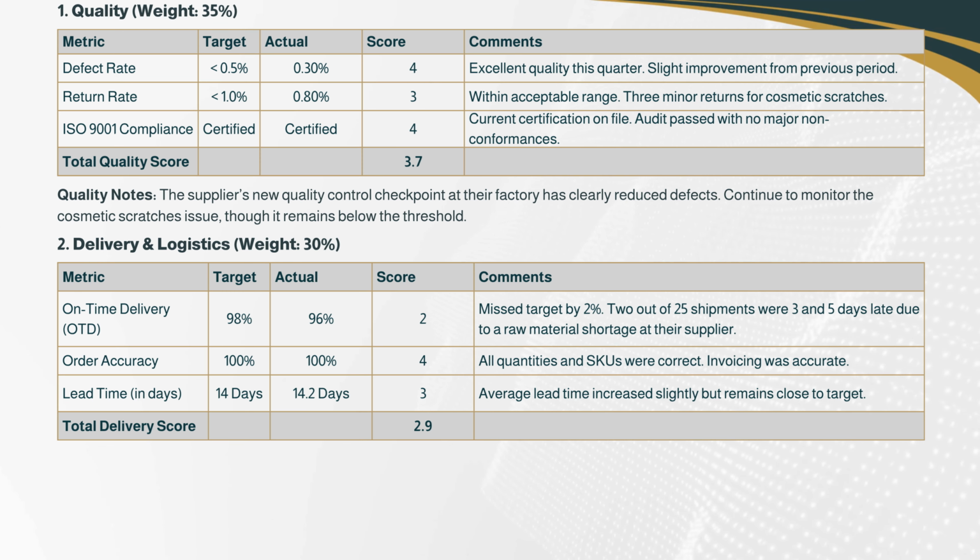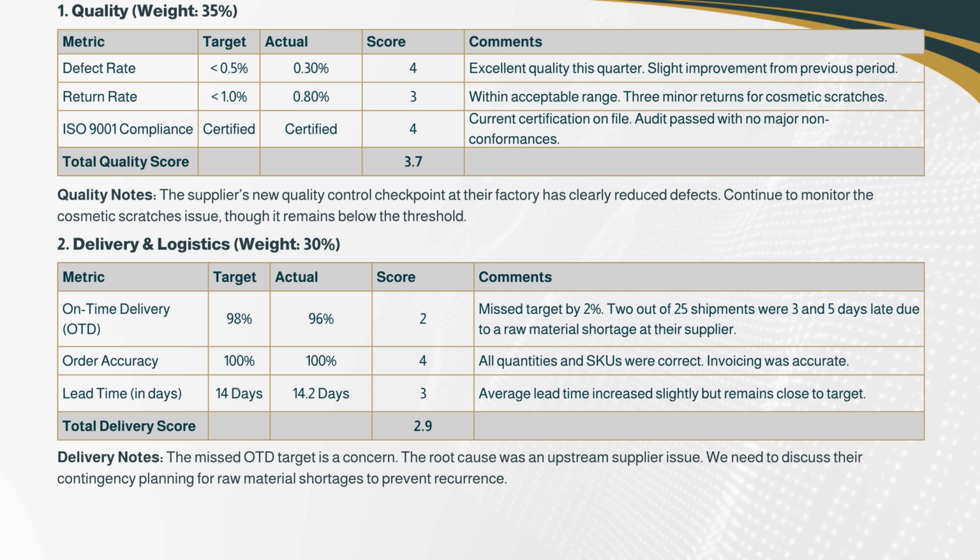Total delivery score: 2.9. Delivery notes. The missed OTD target is a concern. The root cause was an upstream supplier issue. We need to discuss their contingency planning for raw material shortages to prevent recurrence.